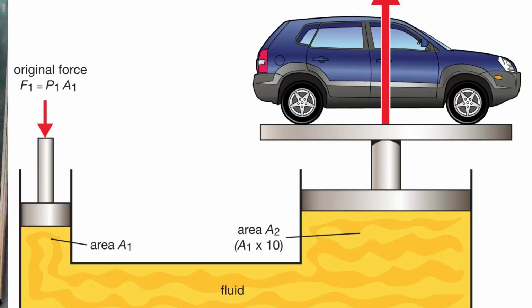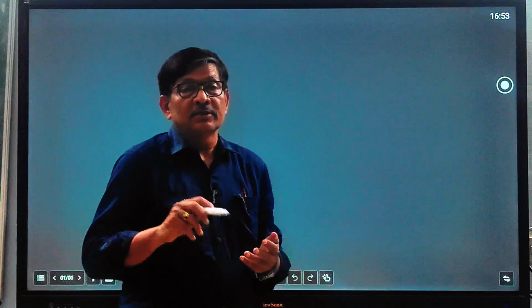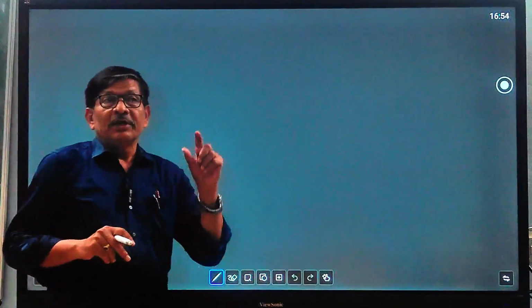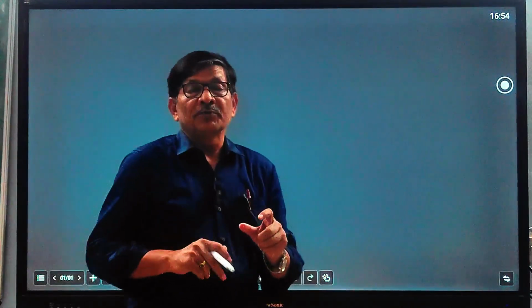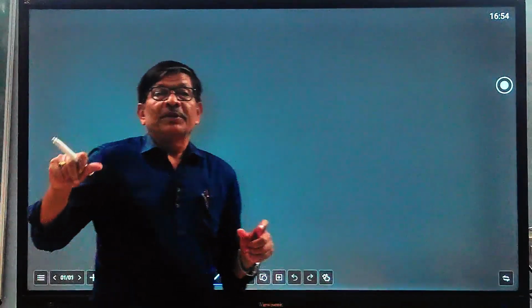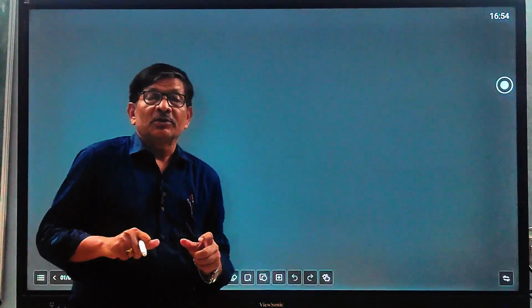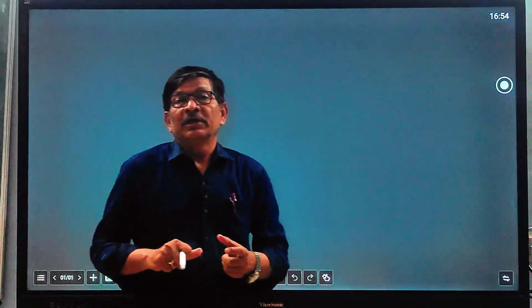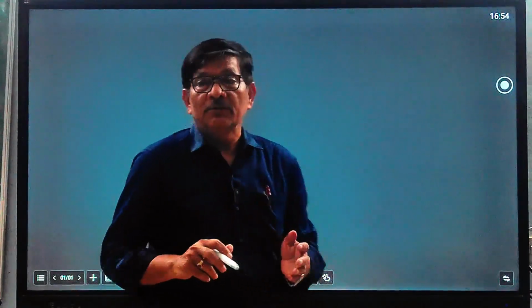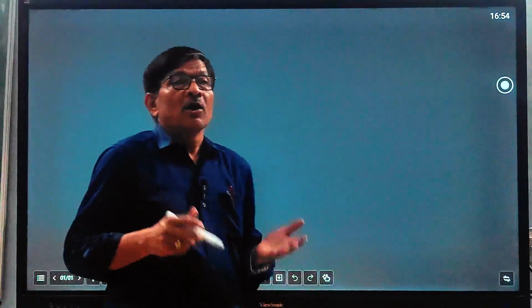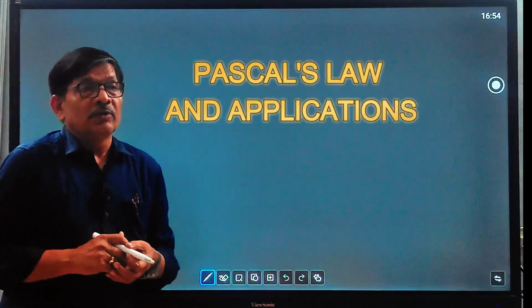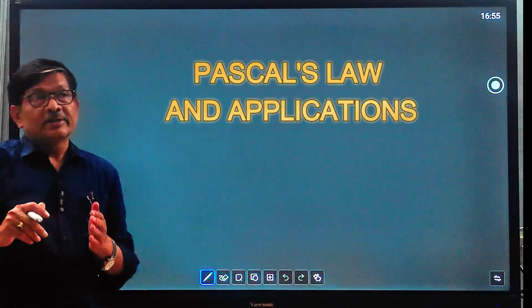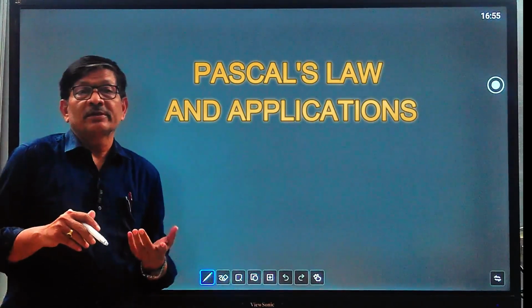So it's a very important law where we can save a lot by applying very little effort, a very small force. We can lift a very big, very heavy load. That concept is very useful in engineering applications. So today we are going to discuss Pascal's law and how to derive it.